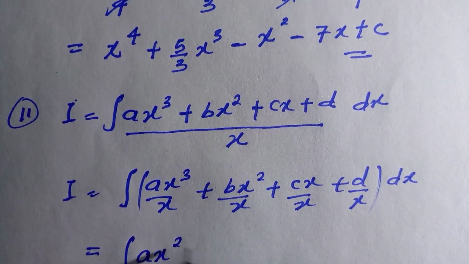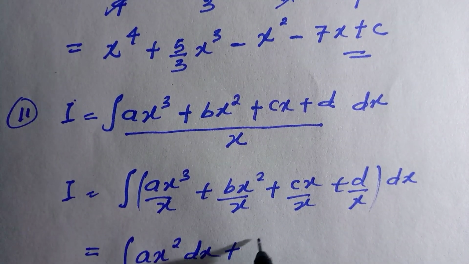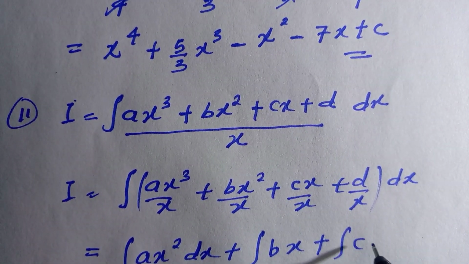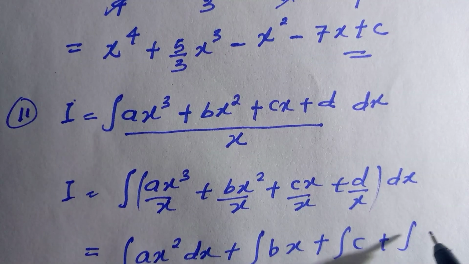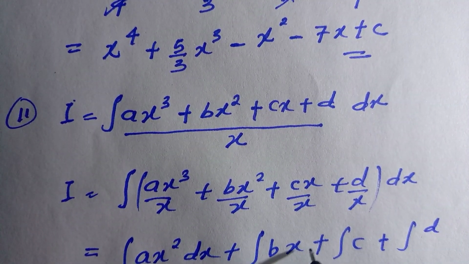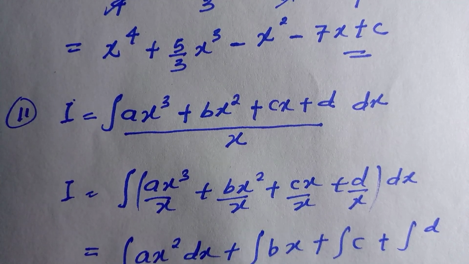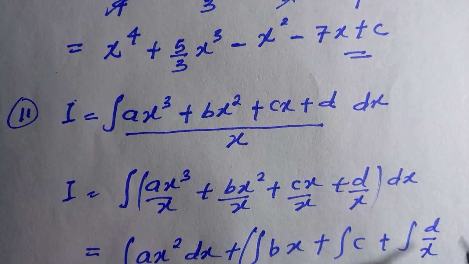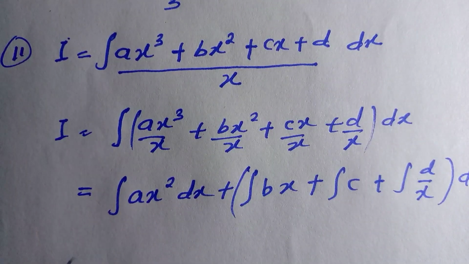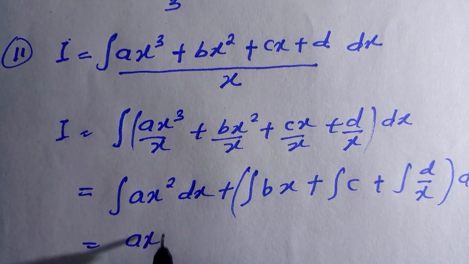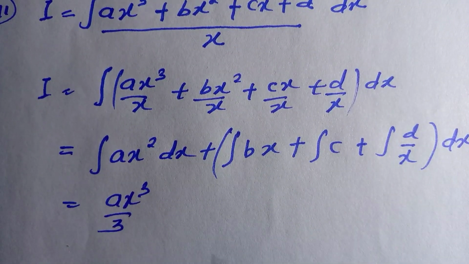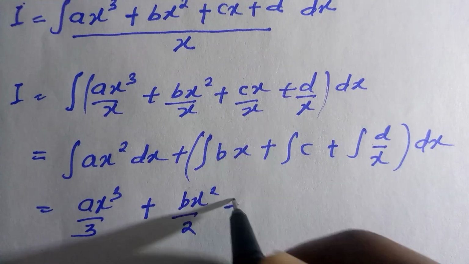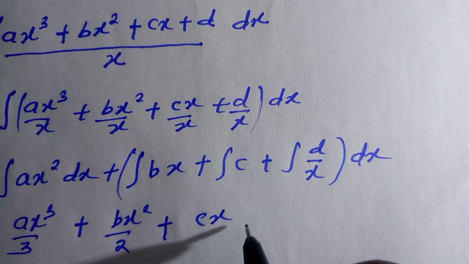Integral of ax squared dx plus integral of bx plus integral of c plus integral of d. I'm going to bracket this because all of this must come with the derivative, which is the dx. So I bracket this and put dx at the back, multiplying this bracket only with the dx. Here we have ax raised to power 3 divided by 3 when you integrate it, plus bx raised to power 2 divided by 2 plus cx.